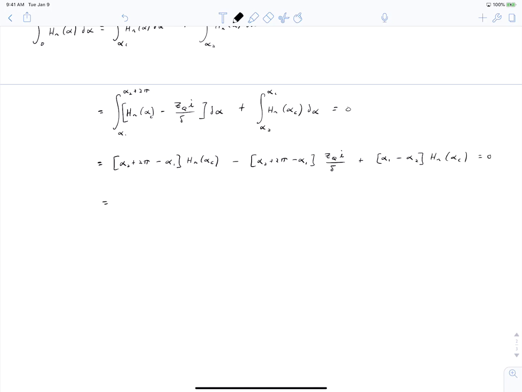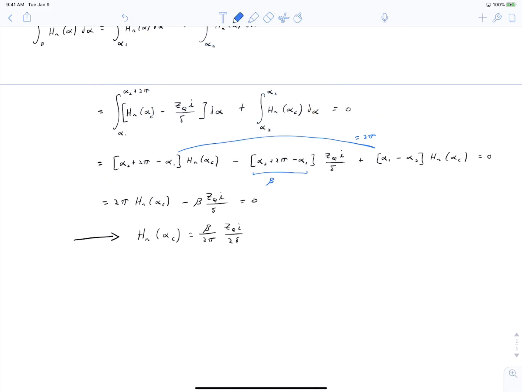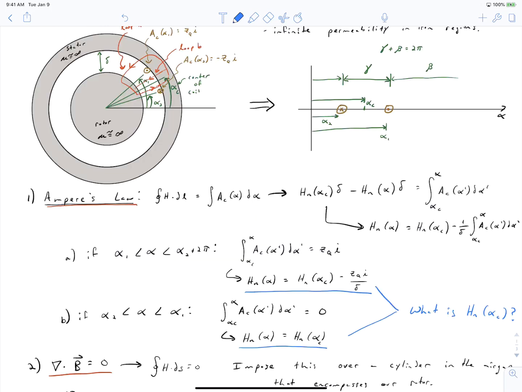And if we simplify this, we finally have an expression for hn of alpha c. And this is in terms of the coil span, beta. And remember that beta is related to gamma by gamma plus beta equals 2 pi. So beta is equal to 2 pi minus gamma.